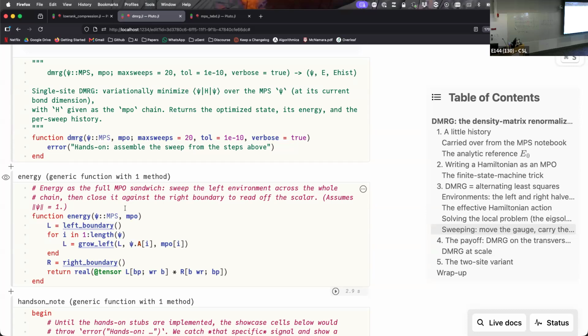So let's say 15. Well, people do this on 10,000 sites. 10,000, because everything scales linearly in the chain length. So if you can run 50 on your laptop, that means that if you can get a supercomputer, you can just run this on 10,000 sites.